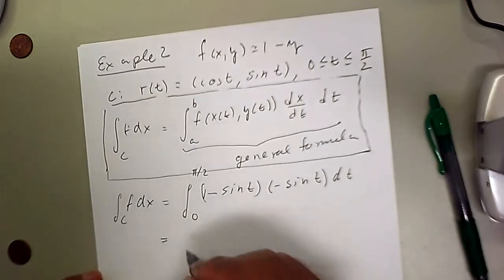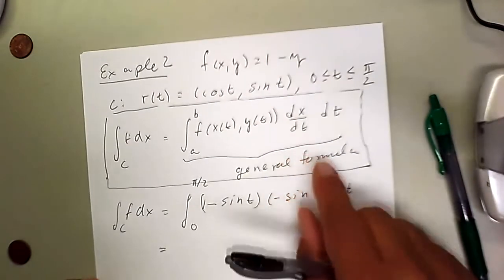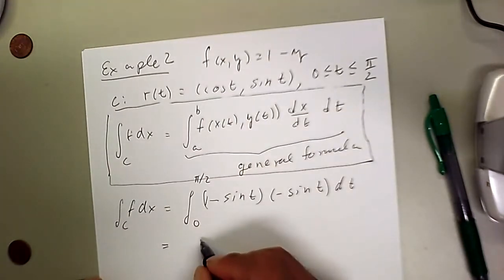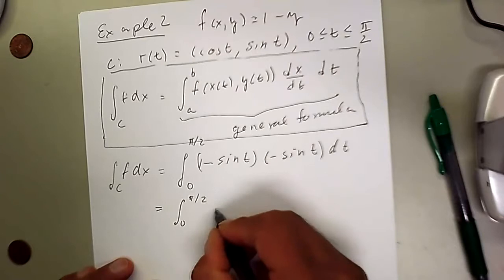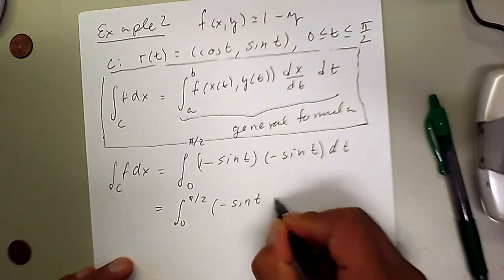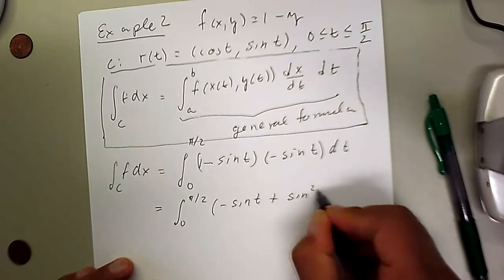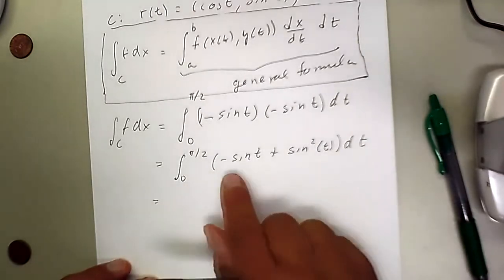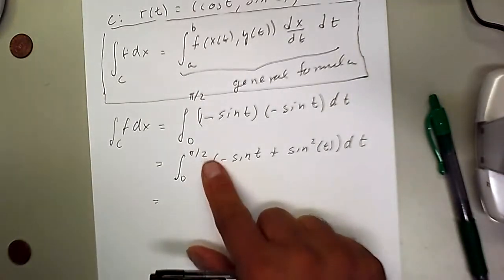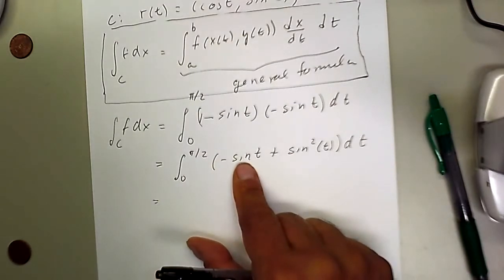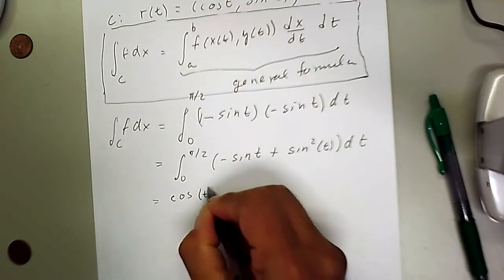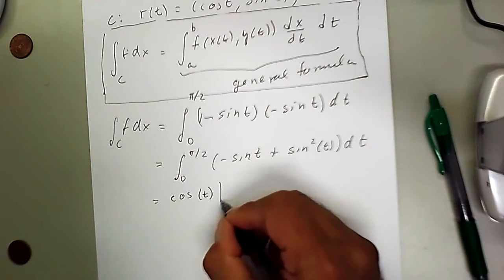Okay, so, interesting. I'm just double checking, yep. Well, let's go for this. We're gonna end up with the integral from 0 to pi over 2 of negative sine of t plus sine squared of t dt. So the integral of sine of t from 0 to pi over 2, the antiderivative is going to be cosine of t, all right, from 0 to pi over 2.